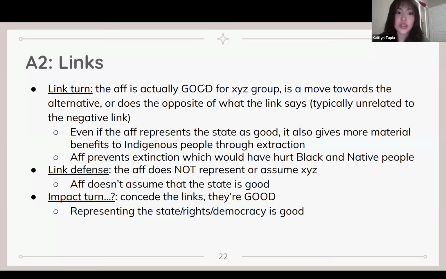We actually assumed otherwise. And then finally, there's the impact turn. Concede the links, they're good. Okay, I called this the impact turn because I wasn't exactly sure to call it a link turn, because the link turn was done above. But anyhow, for example, you could say that representing the state is a good thing and representing extraction is a good thing. So this is again kind of a link turn, but it's more specific to the impact of the link, right? Hopefully that makes sense. So you don't really have to know exactly how to categorize these types of arguments, but just know that this is generally along the lines of the responses that the AF is going to make.